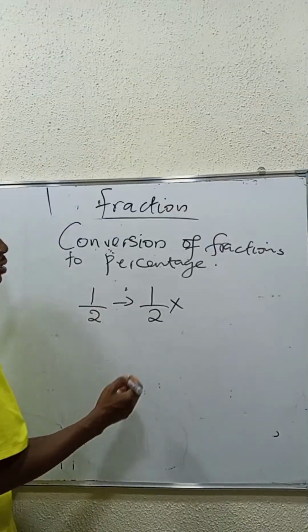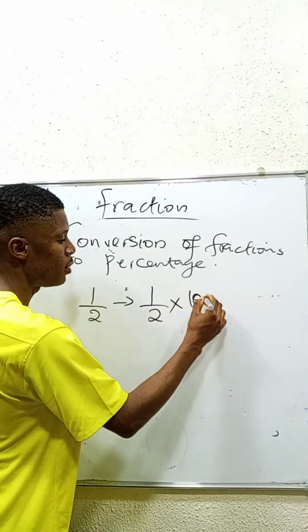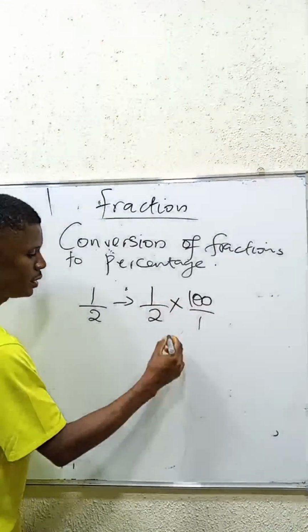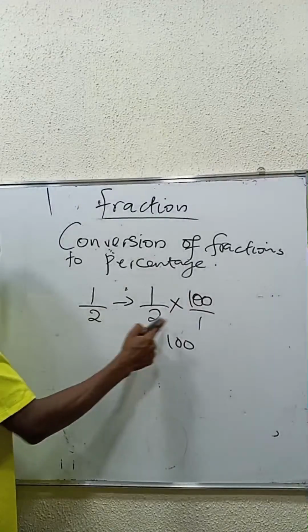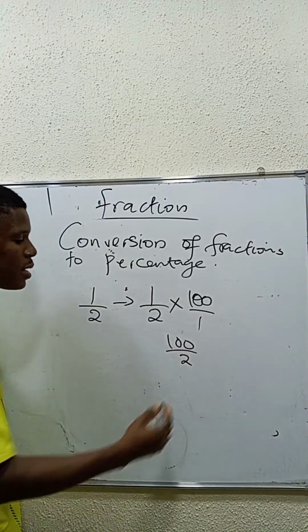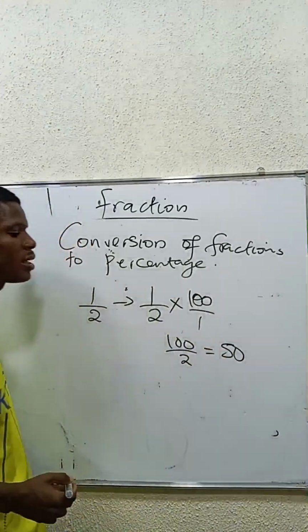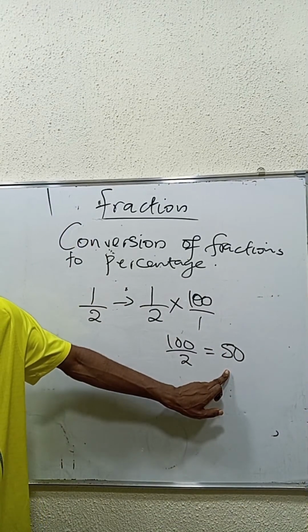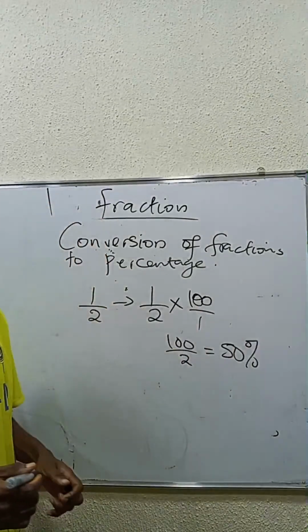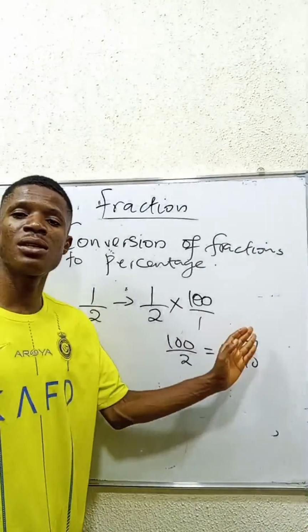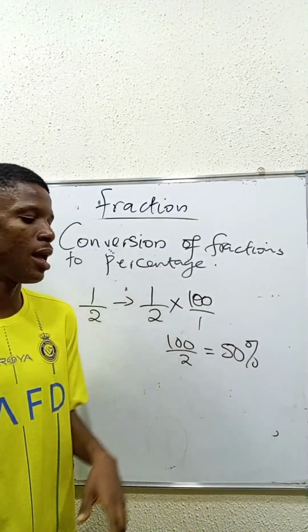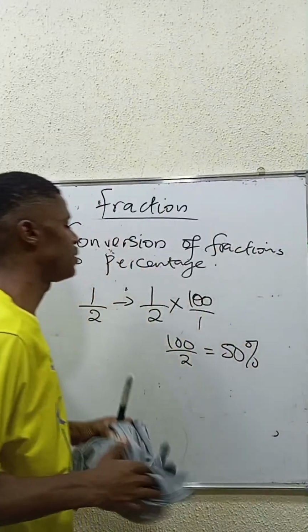So what does it mean? 1/2 will be multiplied by 100 over 1. Okay? So what is 1 times 100? We have it as 100. What is 2 times 1? 2 times 1 is 2. So when you divide 100 by 2, what are you getting? You have it as 50. Please don't keep your answer as 50. If you keep your answer as 50, you're actually talking about a different thing. Once you assign the sign, percent, this is the symbol, it means 50%. That means 1/2 is equivalent to 50%.